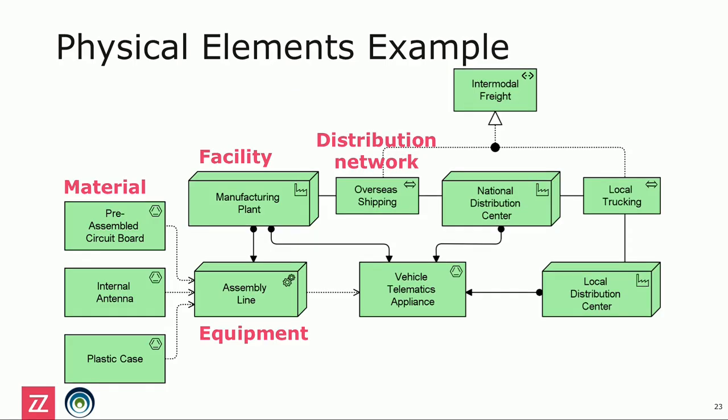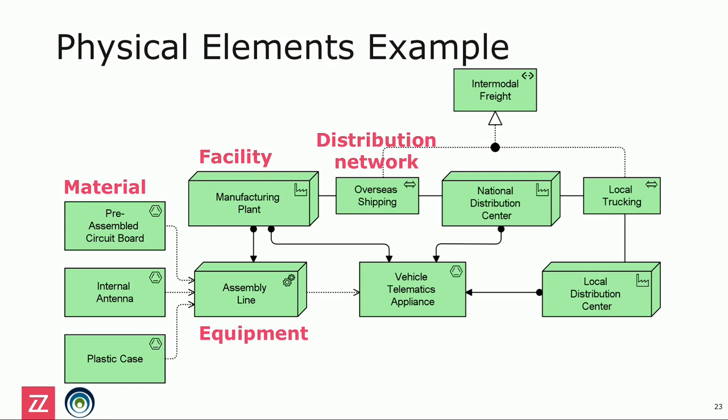So just to show you some examples, this is from a really physical world example, a really physical production example. Here we see the production of vehicle telematics appliances. And we see that there's an assembly line modeled as equipment in the new ArchiMate concepts. We see various materials going in there, like the pre-assembled circuit boards and others. We see that it's the assembly line that is part of a manufacturing plant.